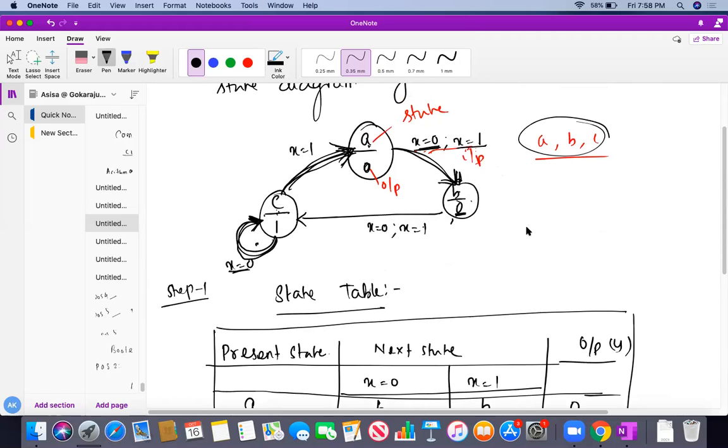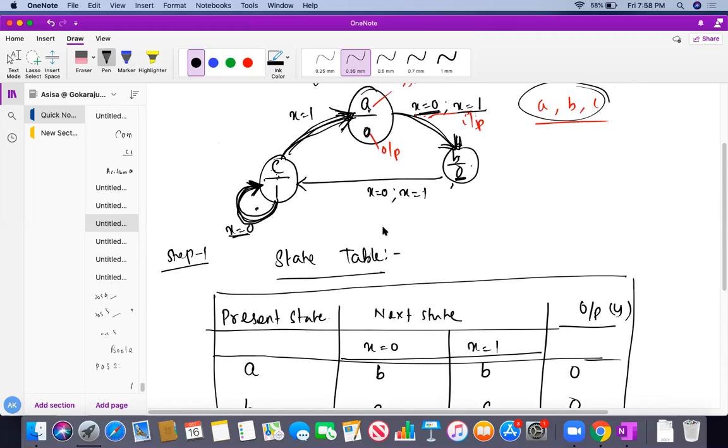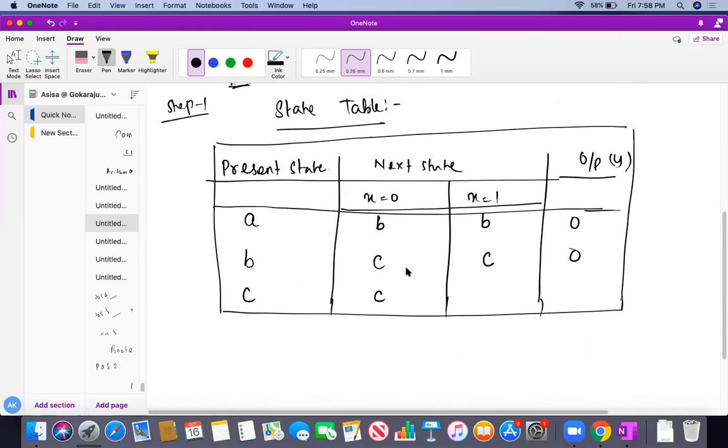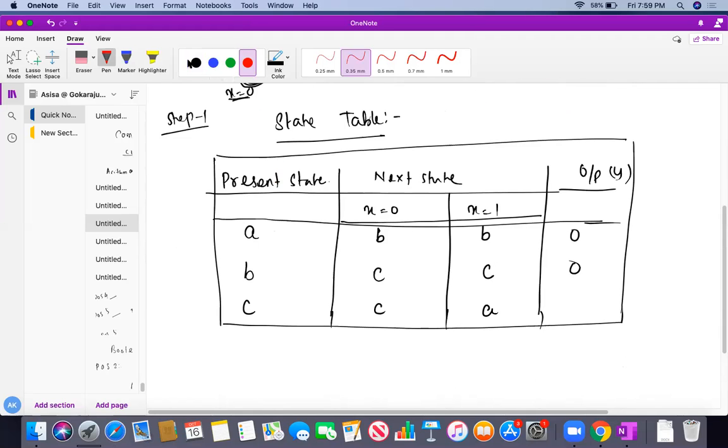Now I am at present state C. If my input is 0, I stay in the same state, that is C. And if input is 1, I go to next state A. Am I correct? And what will be my output? My output is obviously 1, so I am going to write down output 1. Do you all understand? This is the state table. From the given state diagram, I have derived my state table.